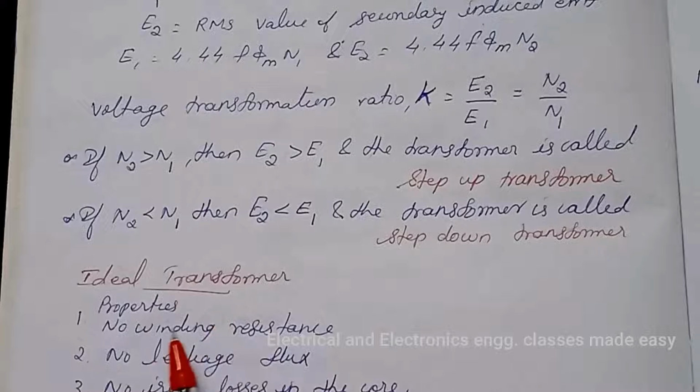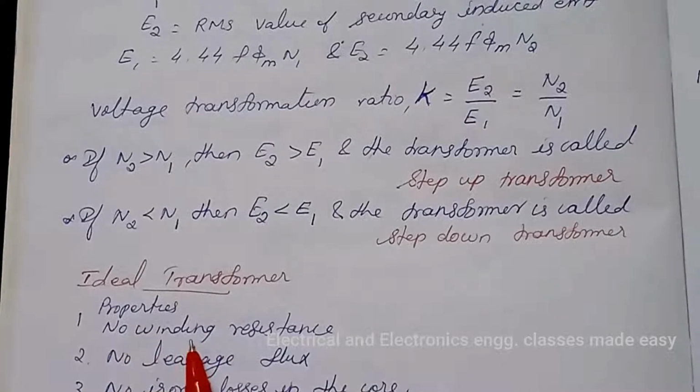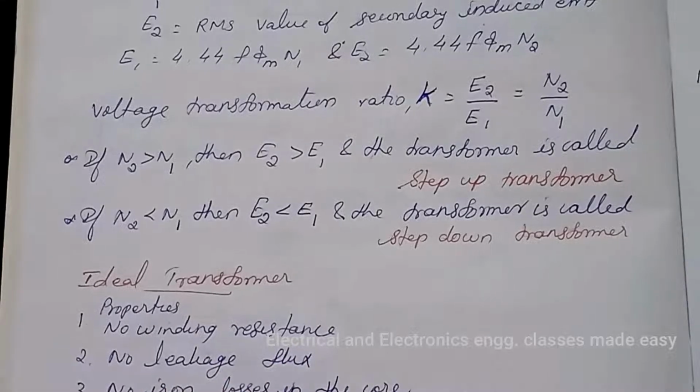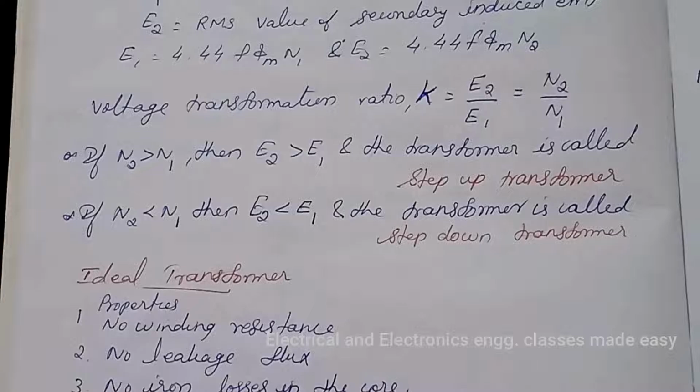Ideal transformer. An ideal transformer has the following properties: no winding resistance, no leakage flux, and no iron losses in the core.